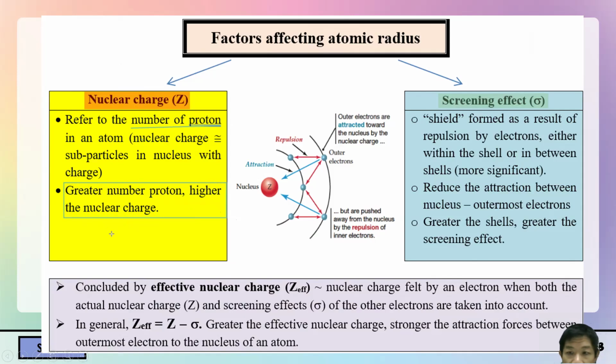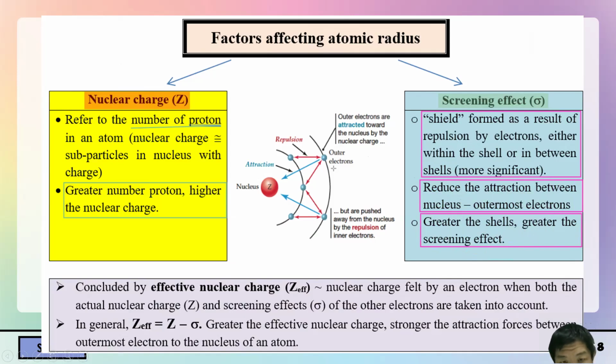And then for screening effect, sometimes also known as the shielding effect, is the shield formed as a result of the repulsion by the electrons either within the shell or between the shells. For early periods, for example first shell to second shell to third shell, the repulsion between the shells is more significant. When you have repulsion between the shells, it reduces the attraction between the nucleus and the outermost electrons. So in general, we say that the greater the number of shells, the greater the screening effect.